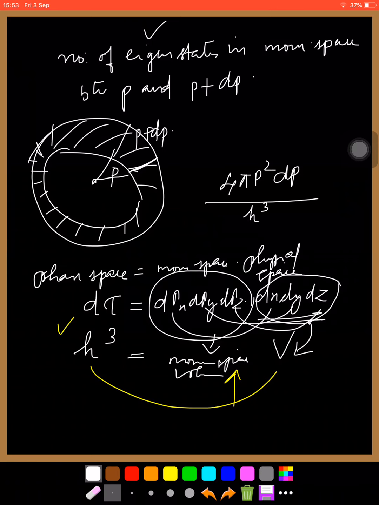So here h cube by v is the volume occupied by one eigenstate in momentum space, and this is the total volume. And so we get the number of eigenstates in the momentum space between p and p plus dp, and it should be multiplied by the spin degeneracy factor gs, and gs is equal to 2s plus 1, where s is the spin. So here we are going to calculate the value for particles with zero spin.